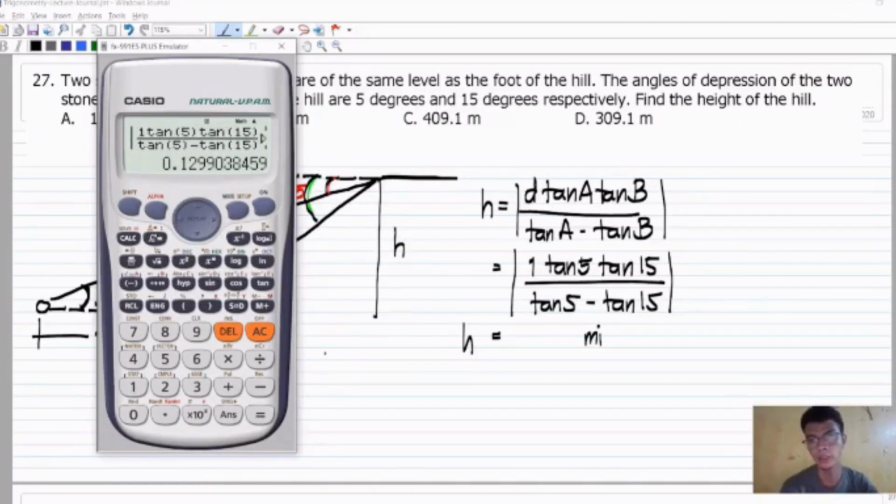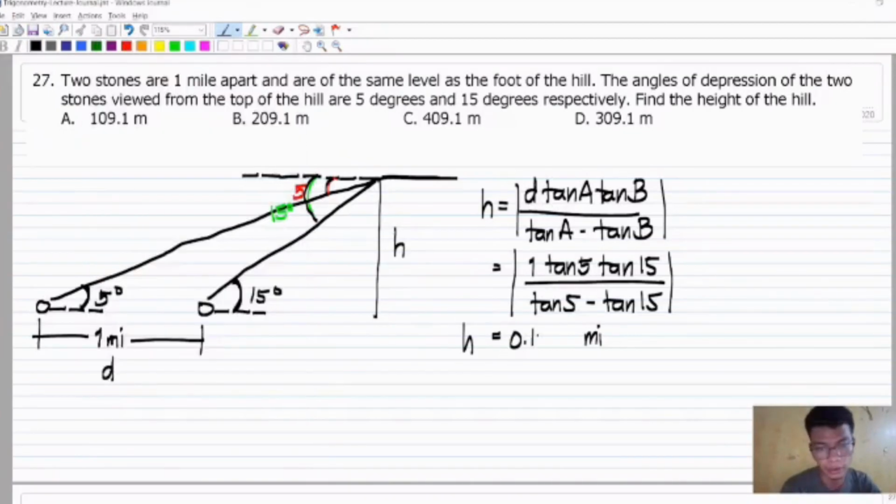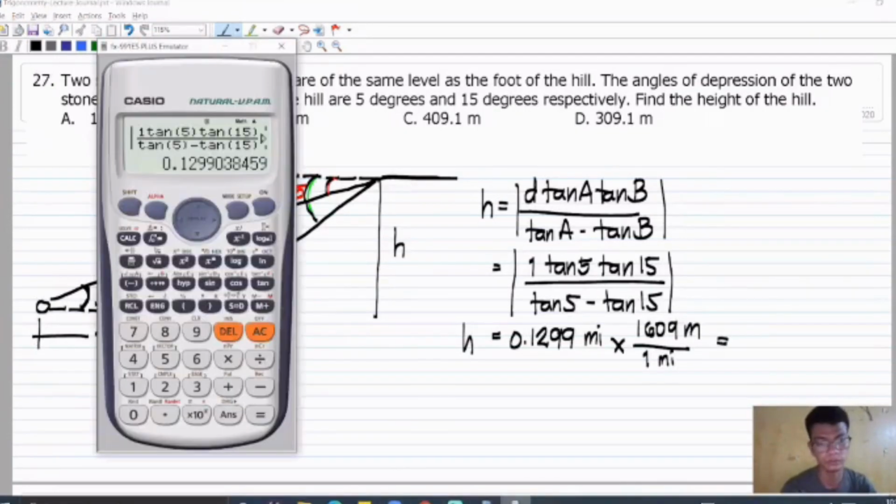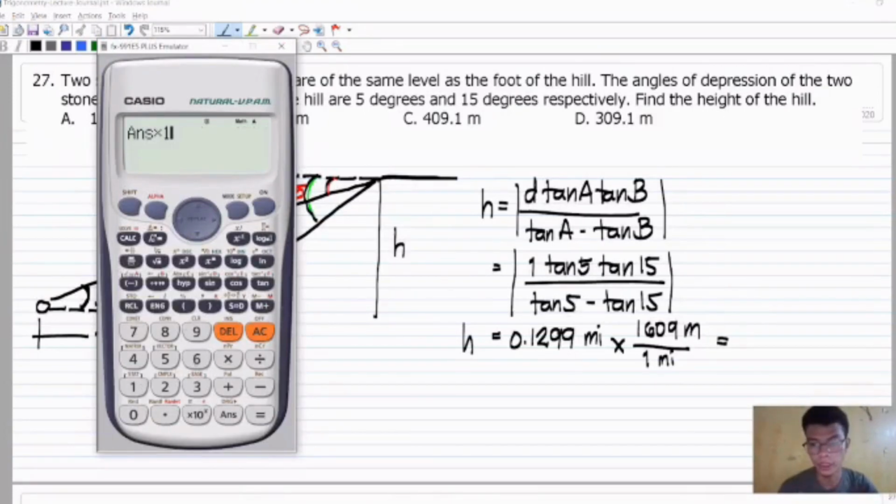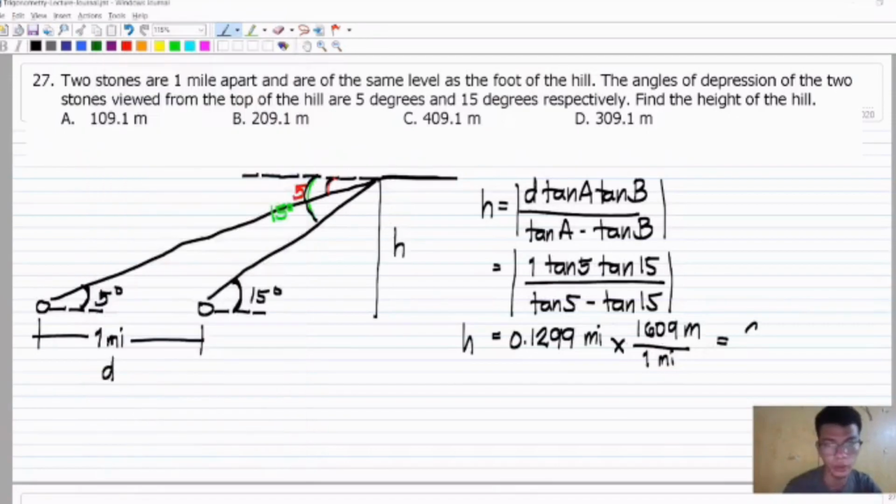The answer is 0.1299. Pero ang choices natin are in meters. Let us convert this one. Ang ginagamit natin na conversion dito is yung 1 mile na equal to 1,609 meters. So times 1,609 meters. 209.02 meters. The answer is letter B.